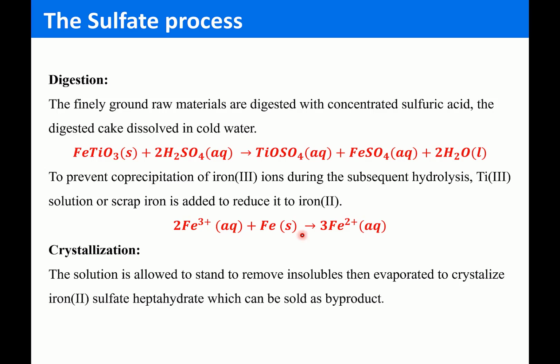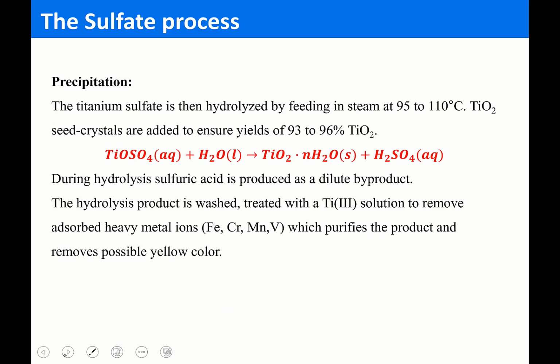And the second step is going to be taking that solution and allowing it to stand to remove any insoluble particles, then evaporate it to first crystallize the iron-2 sulfate heptahydrate to get rid of all the iron content, and that can be sold as a byproduct. After you remove all the iron sulfate salt, you take the titanium sulfate solution and hydrolyze it by feeding it in steam at temperature between 95 and 110 degrees. And sometimes it helps to introduce some titanium oxide seed crystals to trigger the precipitation step. During that step, a hydrolysis reaction will take place where the titanium oxide sulfate will get hydrolyzed to titanium oxide hydrate and produce sulfuric acid.